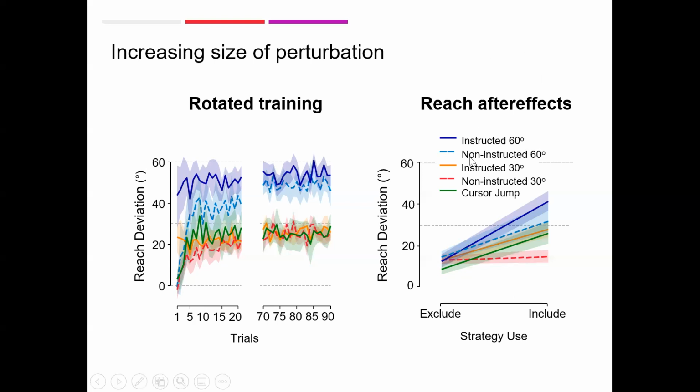And again, of course, our 60-degree group are also able to include the strategy, not only the instructed group, that's not surprising given that they also did for the 30 group, but even the non-instructed 60-degree group were able to figure out what they were doing at this stage and able to reproduce it even in the absence of a cursor. Okay, and we have one more group. This is just to remind me that indeed they all have reach aftereffects.